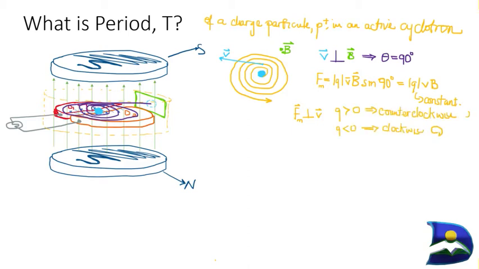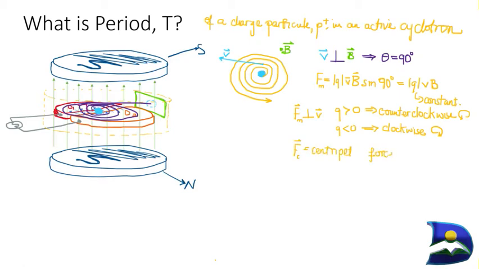Which means here that by convention, if Q is greater than 0, it means that it's moving in a counterclockwise direction, which in this case is a proton, while if the charge is a negative value, which means that it is less than 0, the direction of the spiral path is clockwise, which in that case will be an electron.